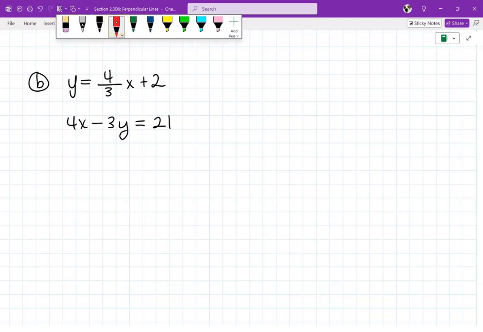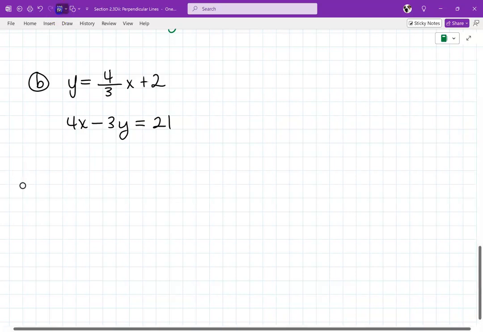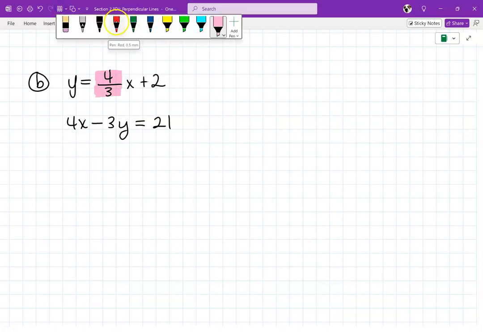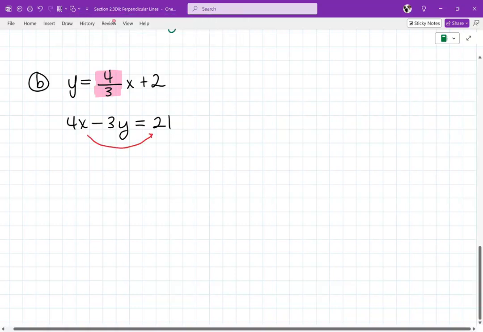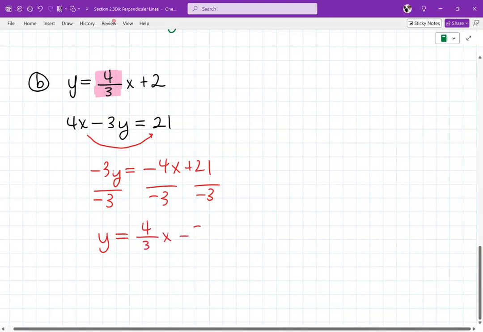All right, so the first equation, I don't have to solve it. I already know the slope. It's 4/3. The second one, let me go ahead and solve it. I'll move this over here. That gives me negative 3y equals negative 4x plus 21. And then I'm going to divide everything by negative 3. So that gives me y equals 4/3 x minus 7.